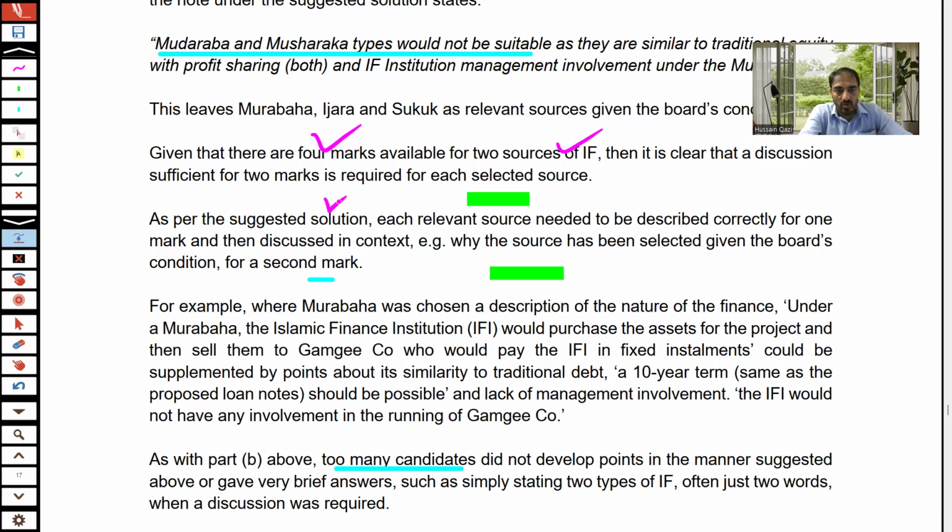As per the suggested solution, each relevant source needed to be described correctly for 1 mark, and discussed in the context of why the source has been selected, given by the board, for the 2nd mark. Very clear. Understanding of the requirement is very important. 1 mark for knowledge, 1 mark for why it is important, the application of the case.